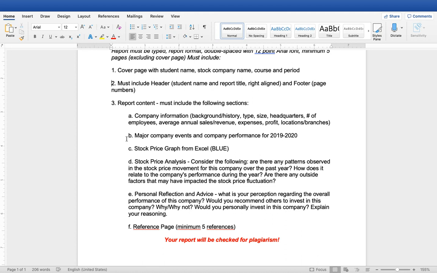The second section will be: you're going to have to identify major company events, and you're going to focus also on the company's performance for the year of 2019-2020. So when we say 2019-2020, we're really focusing on the time frame that you've been tracking your stock, which is August or September 2019 all the way through April 2020. So you need to look up what major events have taken place with that particular company during this time period.